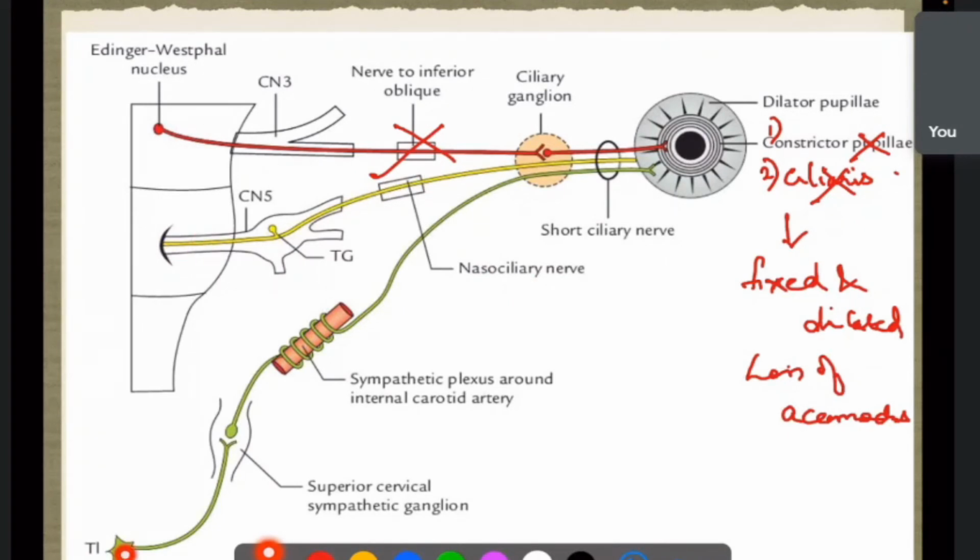Then sympathetic fibers are green. These green fibers, they are arising from the T1 segment of spinal cord. They are going to relay in the superior cervical sympathetic ganglion. Postganglionic fibers will arise. It will form a plexus around the internal carotid artery, and these fibers will pass through the ciliary ganglion without relay, and it will supply which muscle? The sympathetic is going to supply which muscle? It is supplying the dilator pupillae. So that is the connections of the ciliary ganglion. This is very important. Okay.